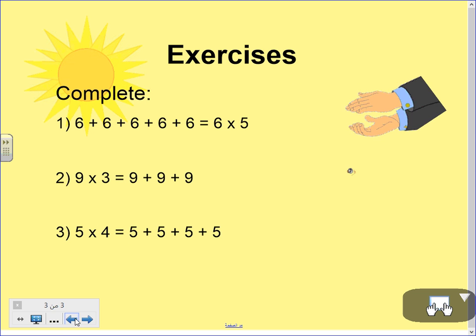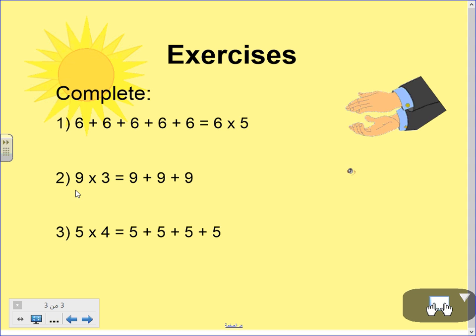Excellent, my students. Let's do some exercises. Complete. Number one. 6 plus 6 plus 6 plus 6 plus 6 equals. Okay. The number 6 is repeated 5 times. So 6 plus 6 plus 6 plus 6 plus 6 equals 6 by 5.